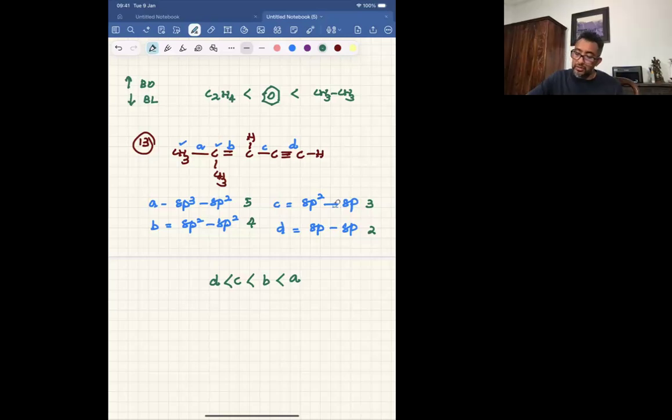2 plus 1, 3. This is 2. This is 3. C is 3. C is, it should be the other way around. C is 3. C, and then B, and then A. 2, this is 3, this is 4, this is 5. Did you understand that?